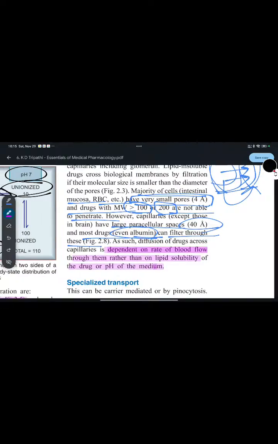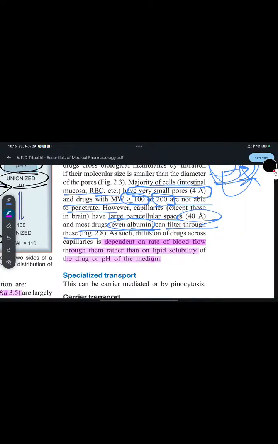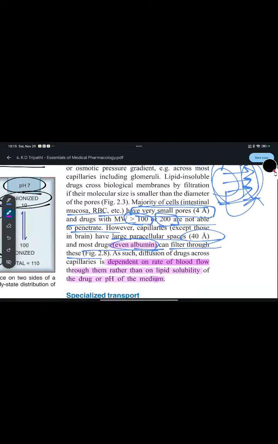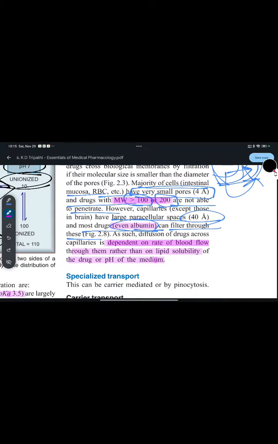So drugs such as albumin and some drugs with molecular weight more than 100 or 200 are not dependent on the pH of the medium or lipid solubility for their diffusion. Rather, their transport or absorption across the membrane is dependent on the rate of blood flow.